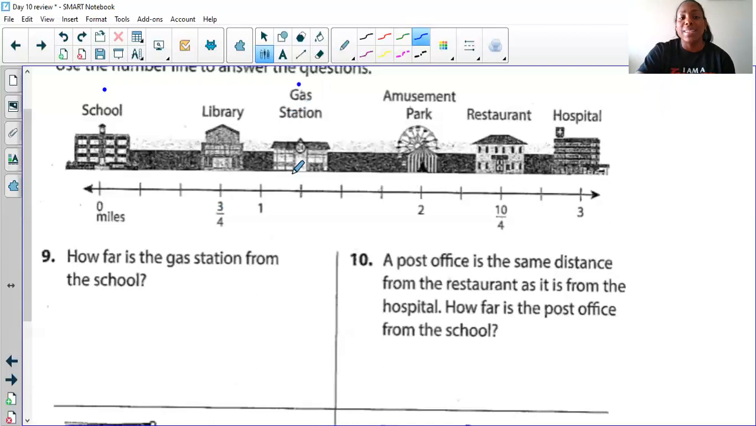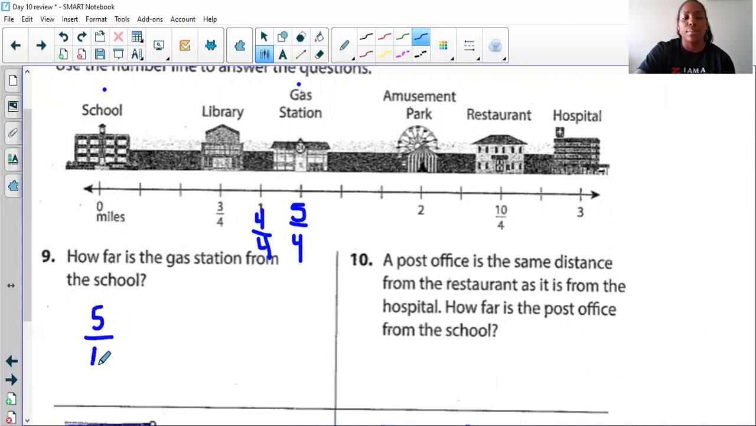So if this is the gas station and I know that the library is at 3/4, then I know 1 is at 4/4, which means the gas station is going to be at 5/4. Very good. So how far is the gas station from the school?